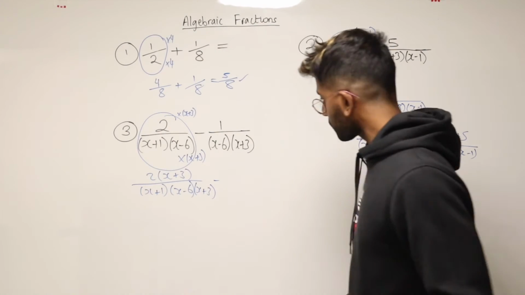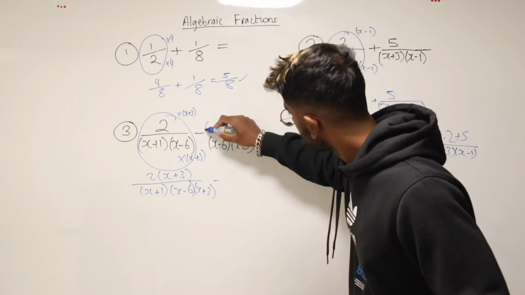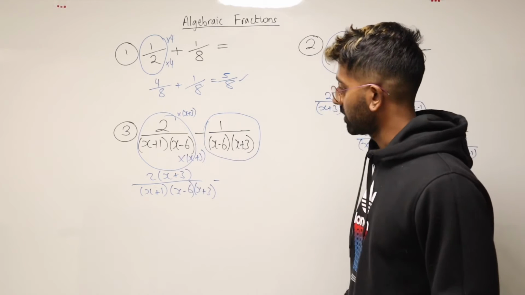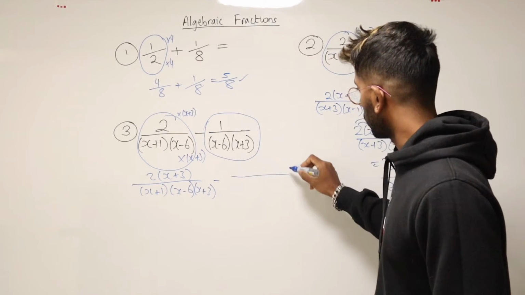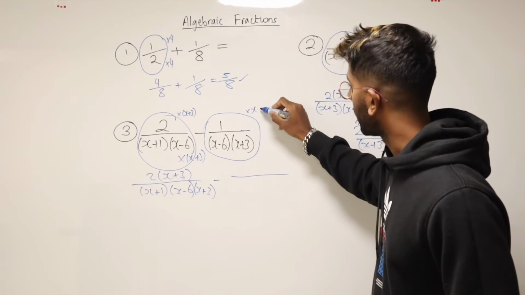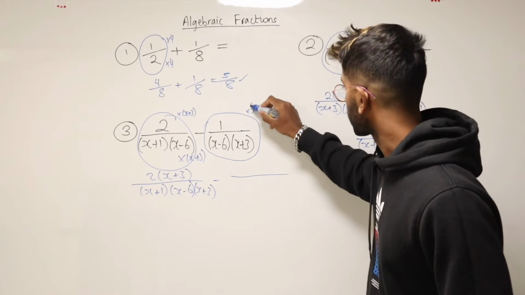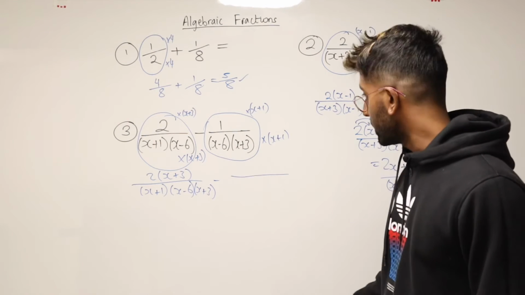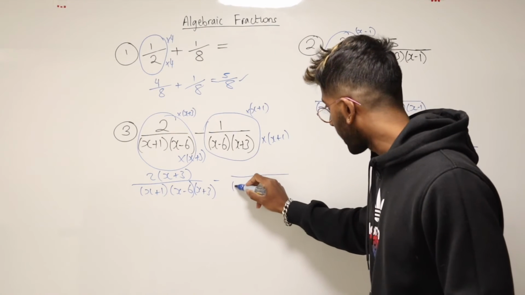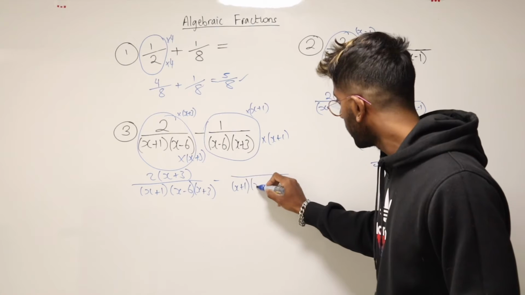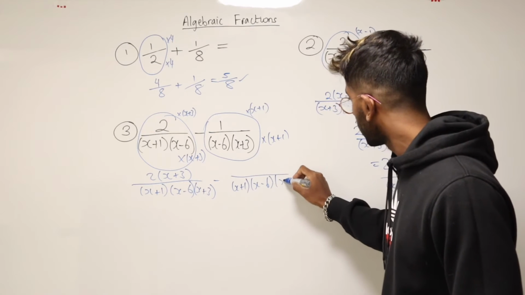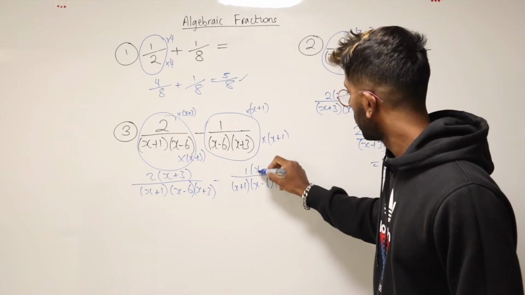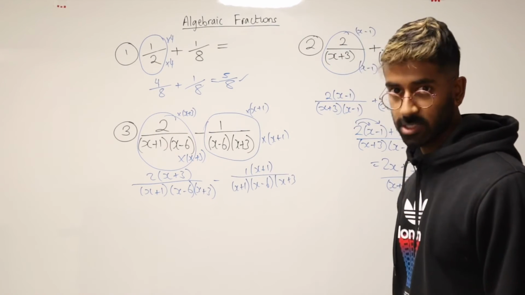Let's come over here. And then for this fraction, what was missing? The x plus 1. And so all I need to do is times this by x plus 1 on the top and times it by x plus 1 on the bottom. And so again, we've got these 3 brackets on the bottom, x plus 1, x minus 6, and x plus 3. And on the top, we've just got 1 lot of x plus 1.